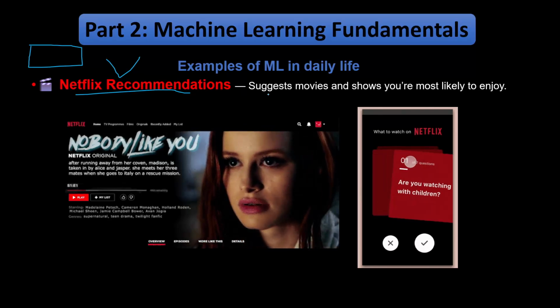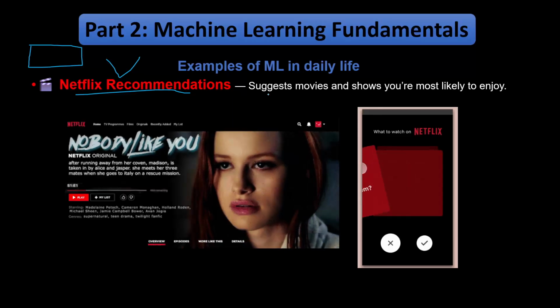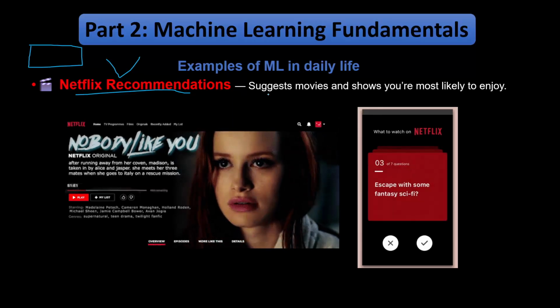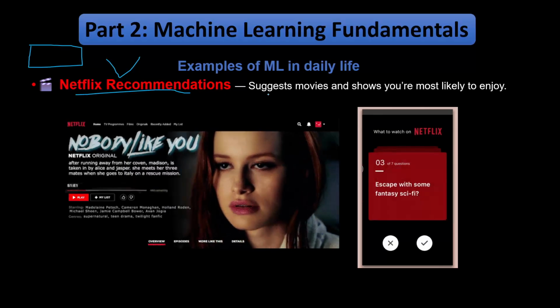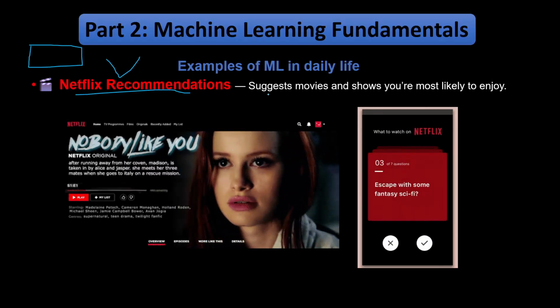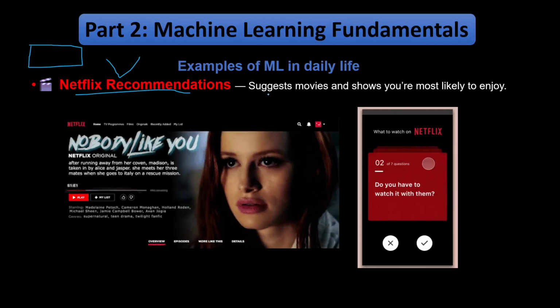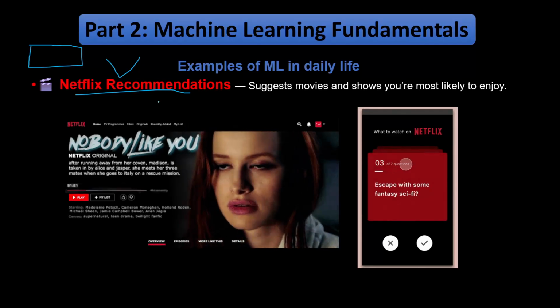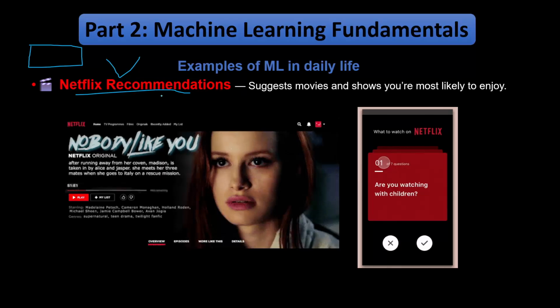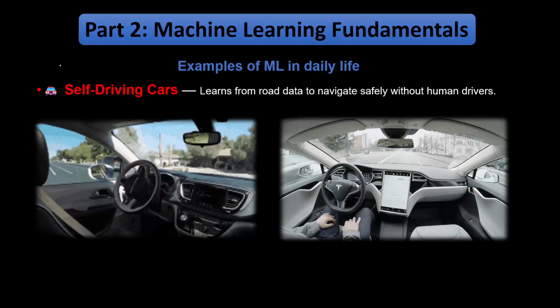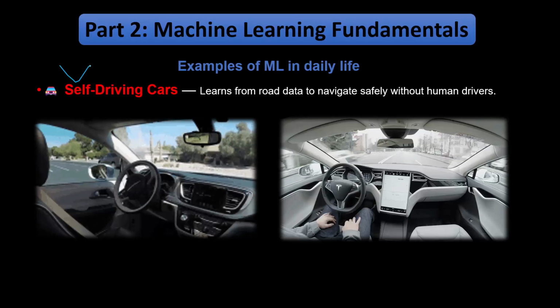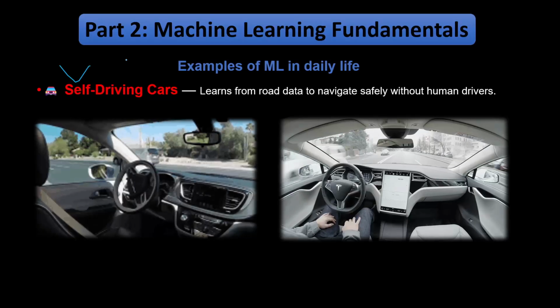enjoy. They will collect your data as an input or interaction, and based on your interaction with the movies or the items which you are likely to enjoy, they will suggest those movies or items accordingly. So the first application could be recommendation system, which is very common and very useful in machine learning. Second example is self-driving car. You might have heard Tesla cars.